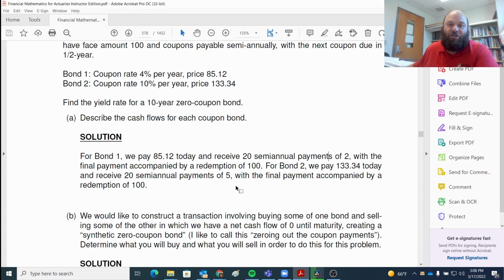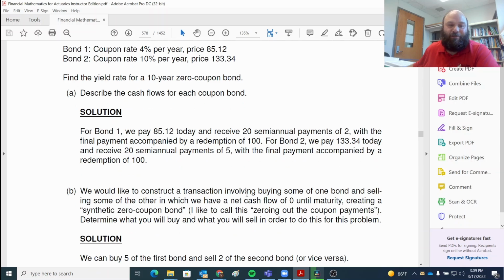So we notice 2 and 5 are not multiples of each other. So we buy a multiple of the 2 and a different multiple of the 5. Well, the natural thing to do is buy 5 of the 2 and sell 2 of the 5. Right? Buy 5 of the first bond, that means we receive a coupon of 10. Sell 2 of the second, we owe coupons of 10.